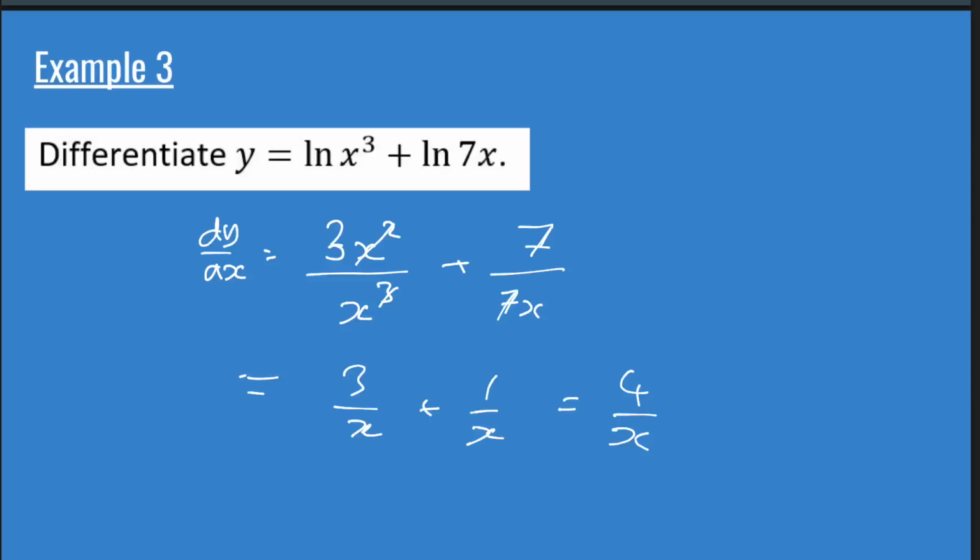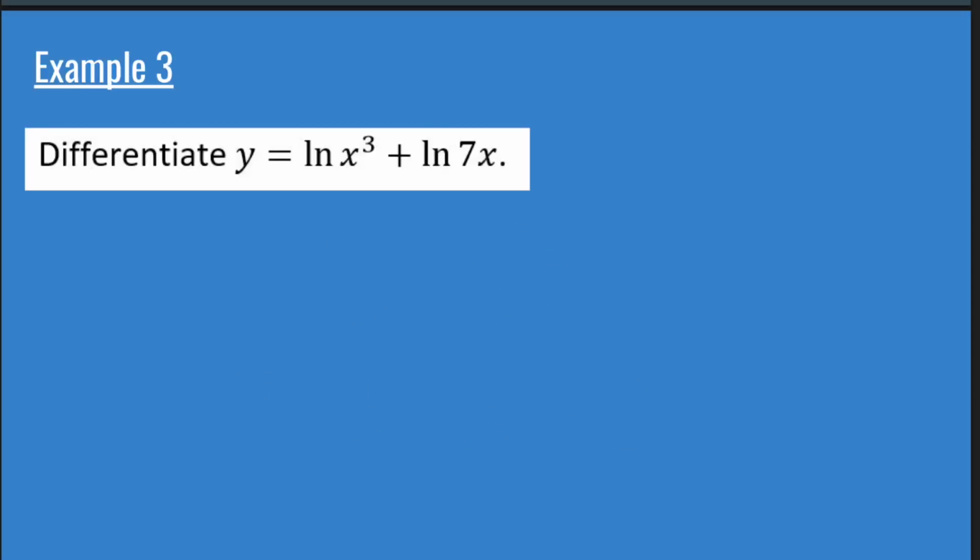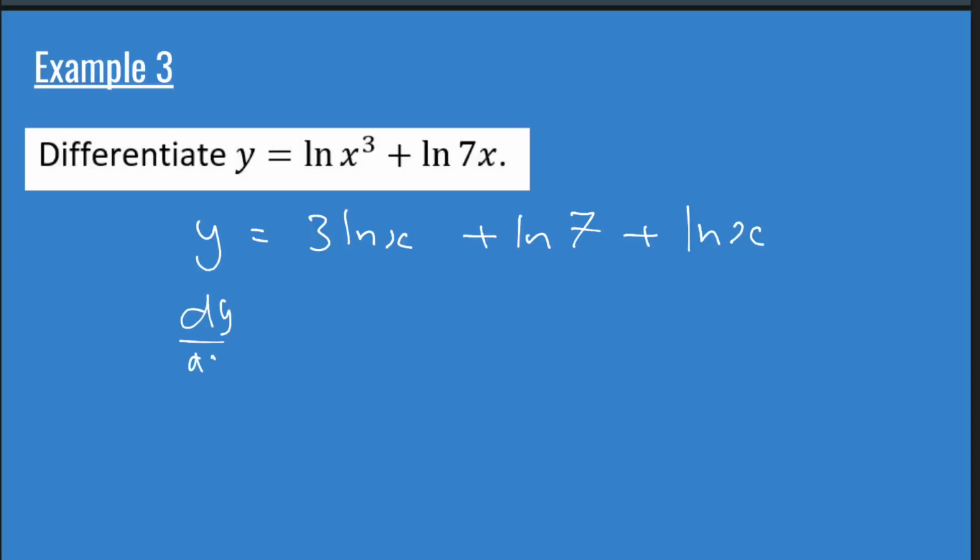Other option is manipulating this. That's the same as x cubed. And I'll split the lns up. You can actually times all that together if you want as another third option. And I'm going to differentiate each thing. 3 over x plus 0 plus 1 over x. And I get 4 over x.